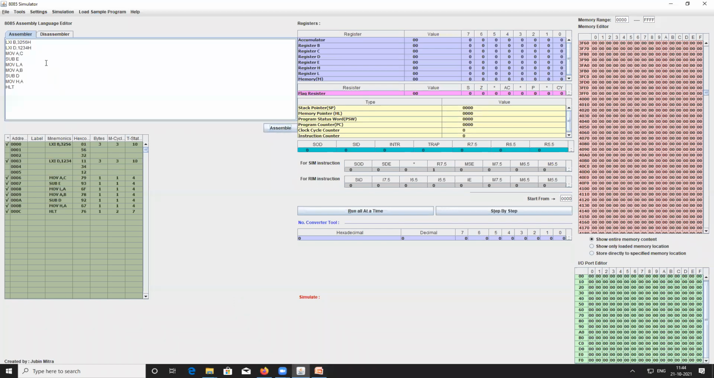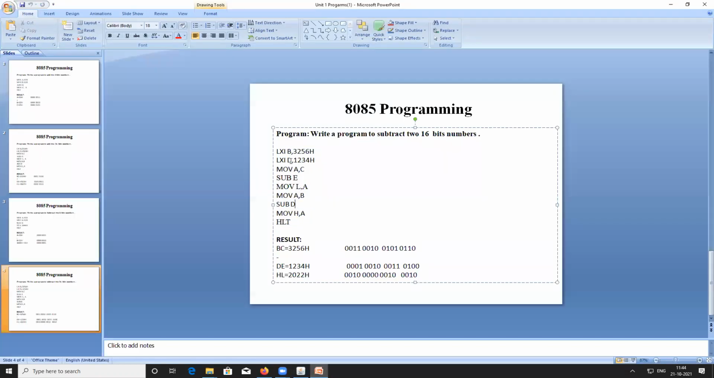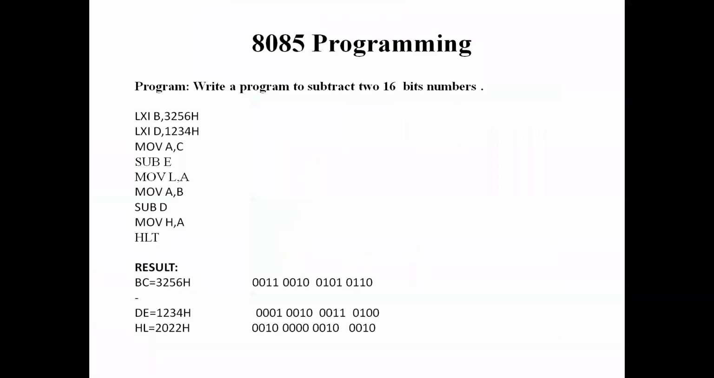Assemble the program. Same program is there. See, LXI B 3256: this 16-bit data is stored into the BC register. Then LXI D 1234 is stored into the DE register.